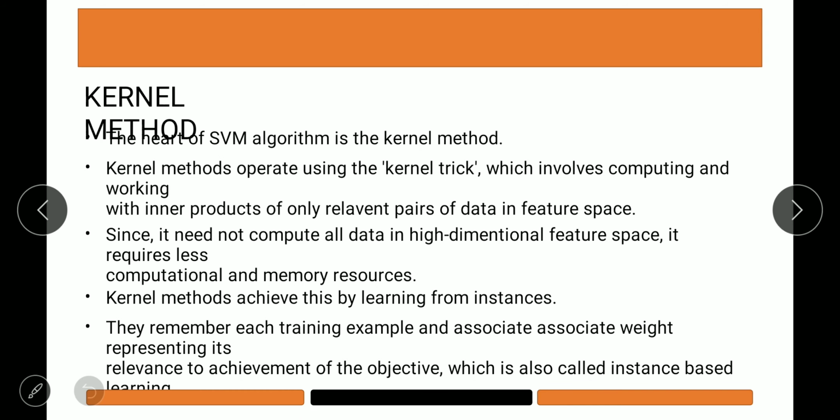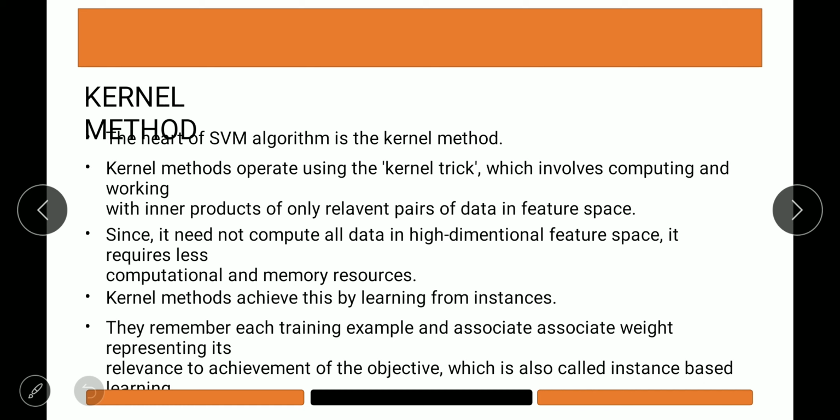Now we will learn about the kernel method. What is the kernel method? The kernel method is the heart of the SVM algorithm, and kernel methods operate using the kernel trick, which involves computing and working with inner products of only relevant pairs of data in feature space. Since it need not compute all data in high dimensional feature space, it requires less computation and memory resources. Remember, kernels remember each training example and associate a weight representing its relevance to achievement of the objective.